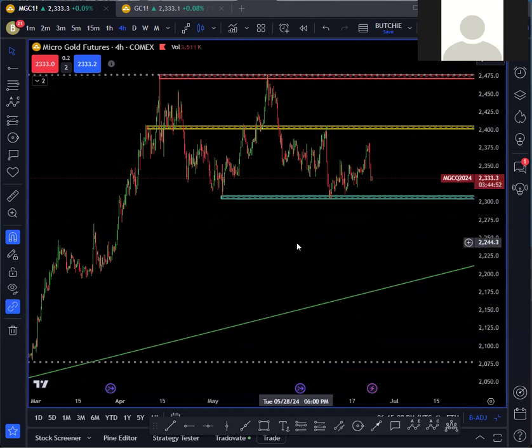Now we also have other levels, don't get me wrong. You're going to have highs and lows everywhere. We've got a high in here, we got a high here, we got lows here. You can go find as many levels as you want. I don't recommend it because your chart's going to become extremely cluttered. Okay, so that's on the 4-hour.